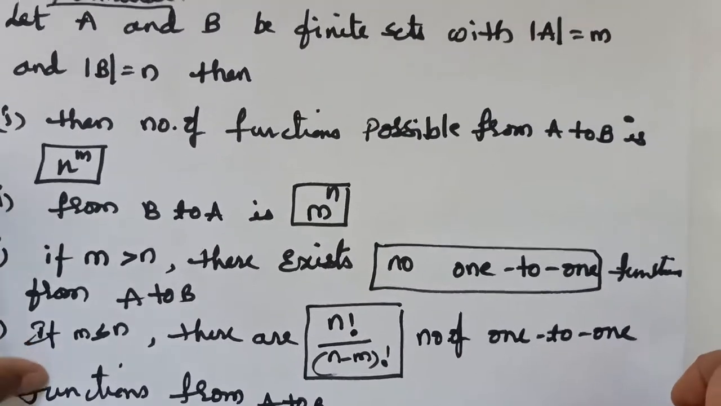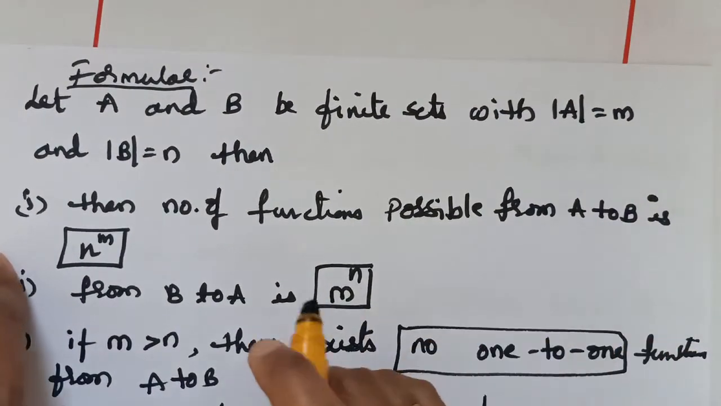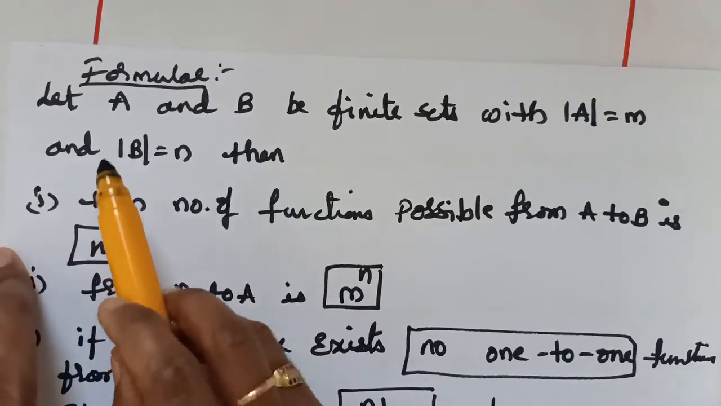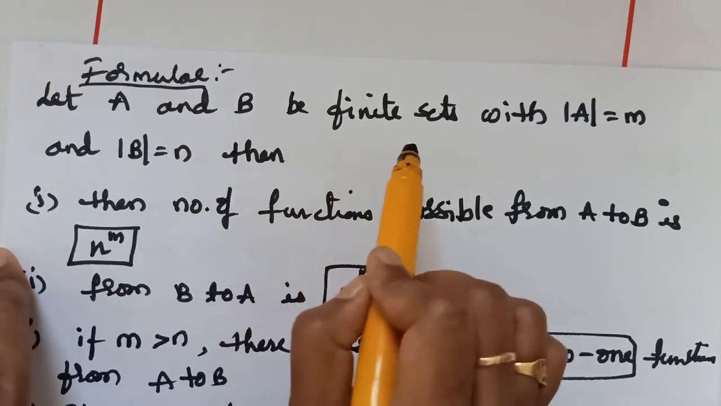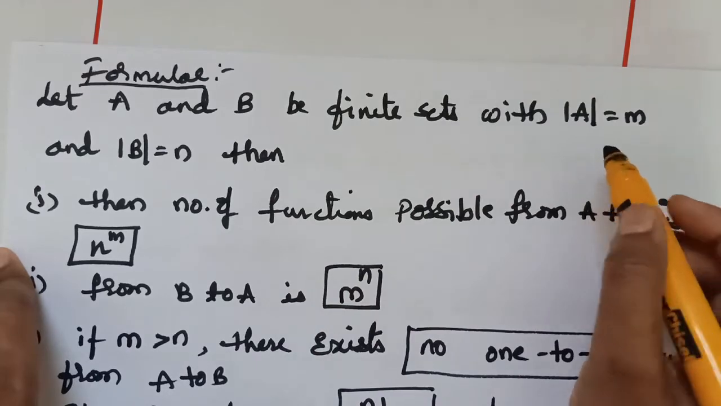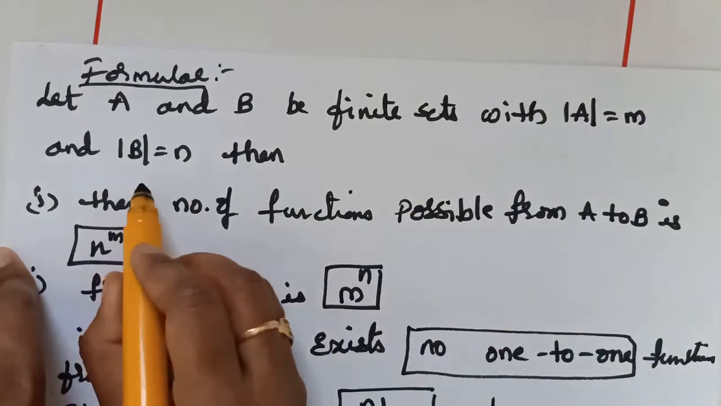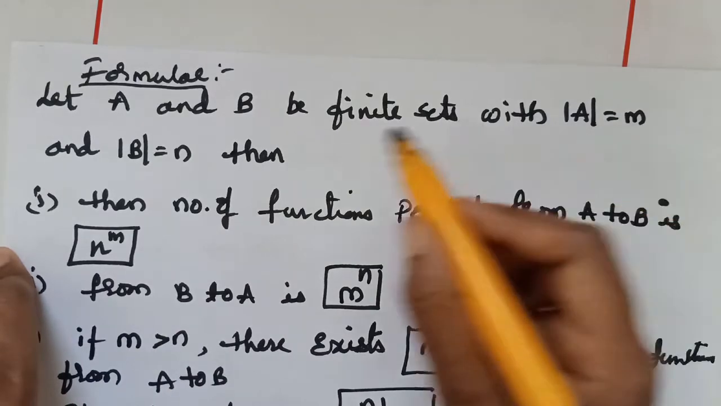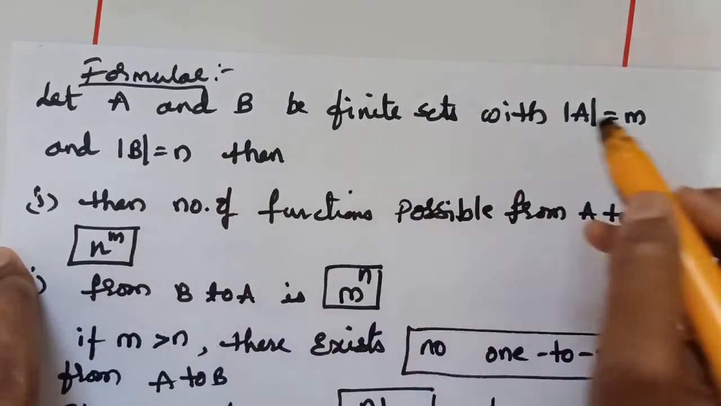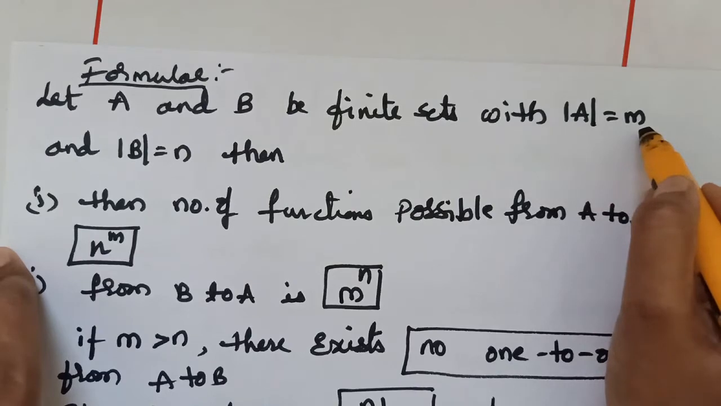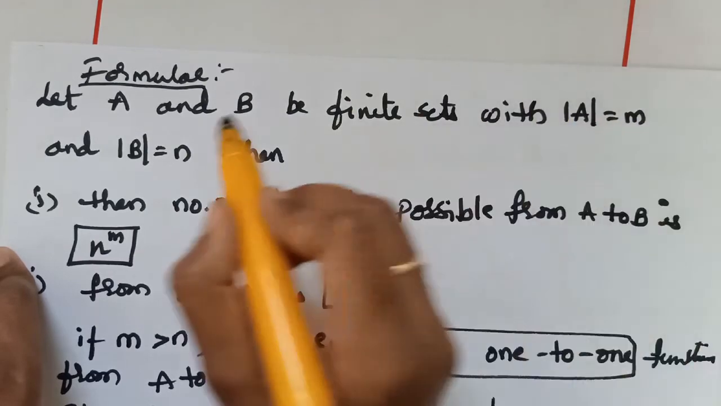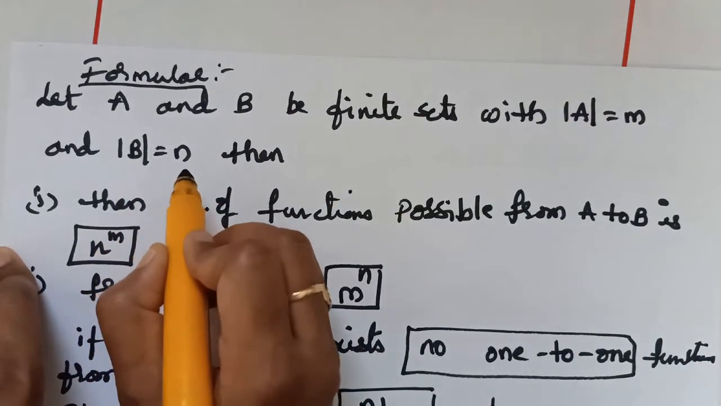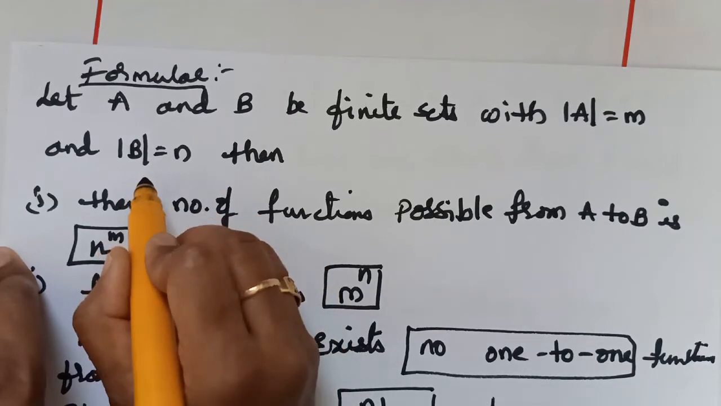Hello everyone. In this session we'll discuss functions. Let A and B be two finite sets with cardinality of set A equal to M and cardinality of set B equal to N. What does it mean by mod A is M and mod B is N? Mod A means there are M elements in set A. Mod B is equal to N means there are N elements in set B.